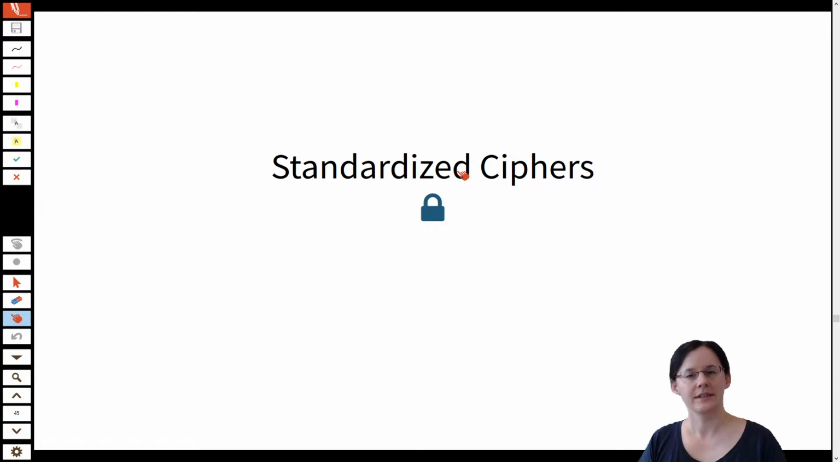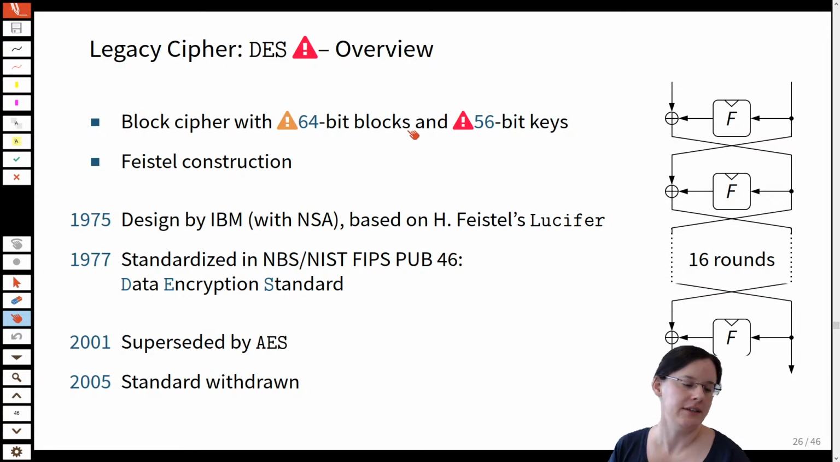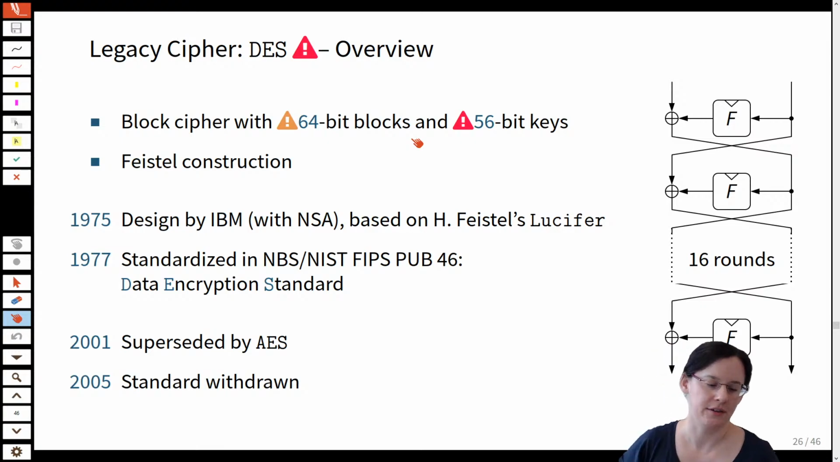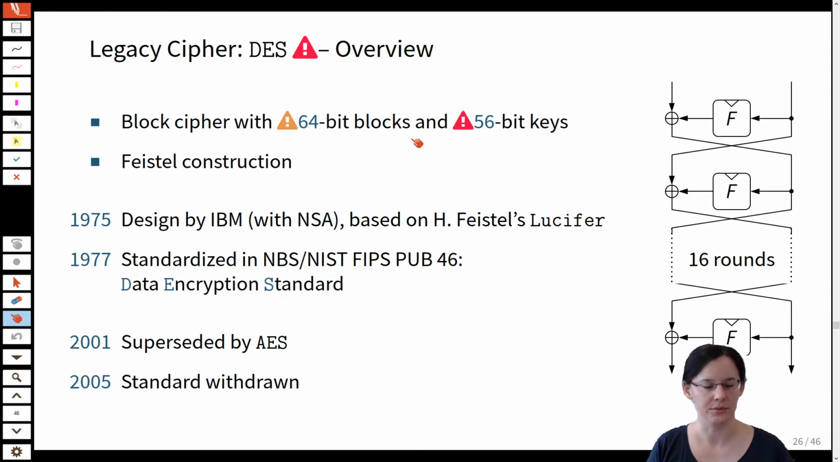Okay, so since I'm already talking about them, let's finally look at a few standardized ciphers. I've already mentioned DES, the Data Encryption Standard, a few times. This is because it was the first publicly used block cipher. You can see its age in its parameters: it has 64-bit blocks and 56-bit keys, both of which are very, very small for today's standards.